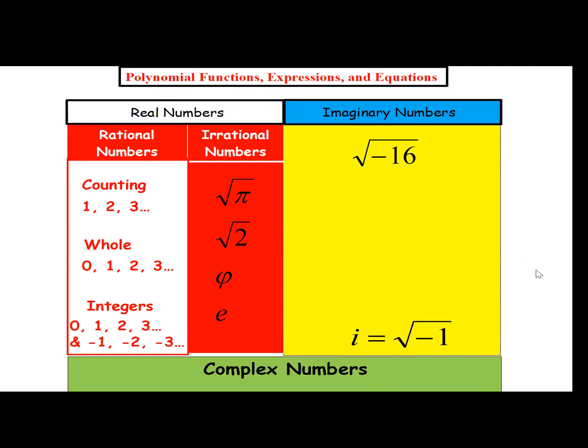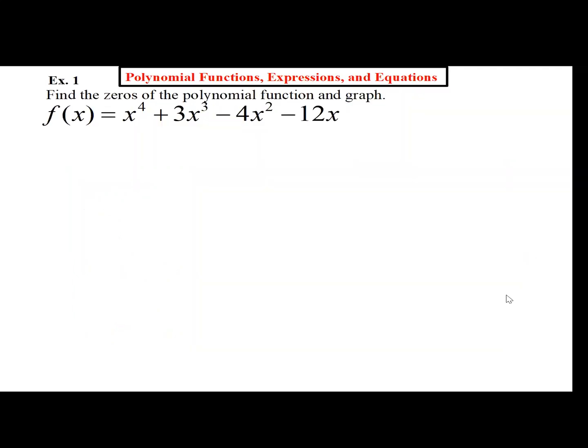Start with some practice. I want to practice some that I left you for homework last night and see how you do. Copy this one. Example 1. Find the zeros of the polynomial function and graph f of x equals x to the 4th plus 3x cubed minus 4x squared minus 12x.